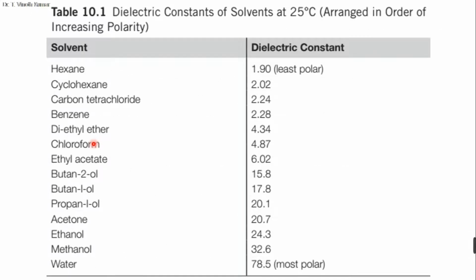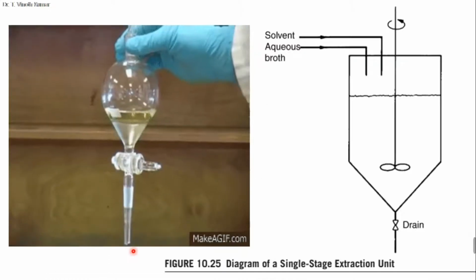So this is a table of dielectric constants at 25 degrees C. You can see the least polar is hexane and the most polar is water. Next to water is pyridine. This pyridine is the next highest polar solvent, and these are the dielectric constants. Just have a look.